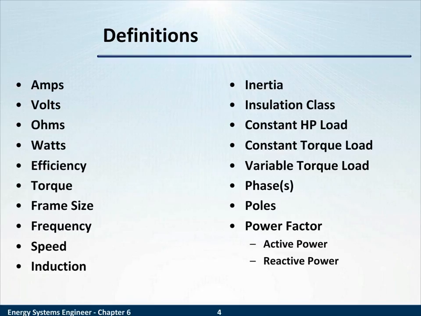The poles, you'll see as we look at the construction of an electric motor, are the magnetic devices that are set up inside the motor by the placement and connection of the windings. If you take 7,200 and divide it by the number of poles, you'll get the motor's rotational speed in RPM.